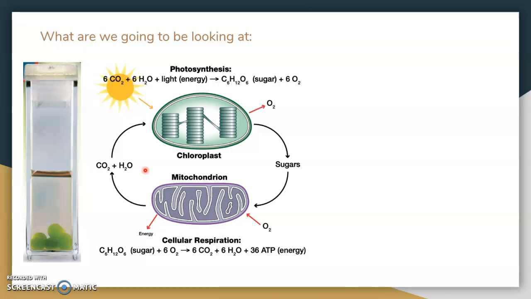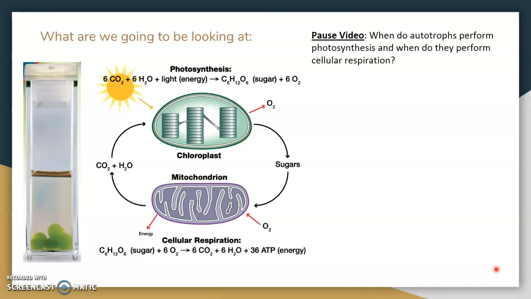For us, we're going to be analyzing CO2 gas and seeing how much CO2 gas is in this liquid. And from us analyzing that, we can see, is it cellular respiration that's on, or is it photosynthesis that's on? Which metabolic process is taking effect, and how well are they doing their job? So I want you guys to take a second to think about, when do autotrophs perform photosynthesis and when do they perform cellular respiration? Is it a simple on and off switch? Are they both running at the same time always? How does it work?